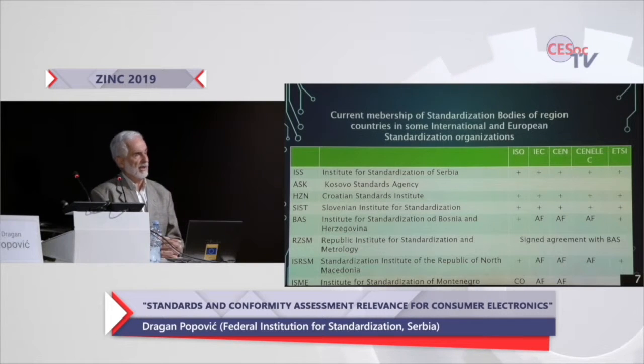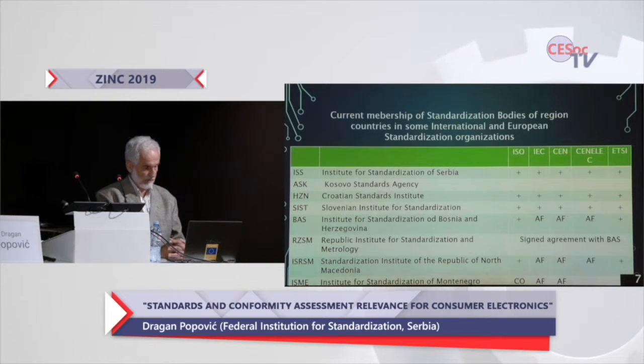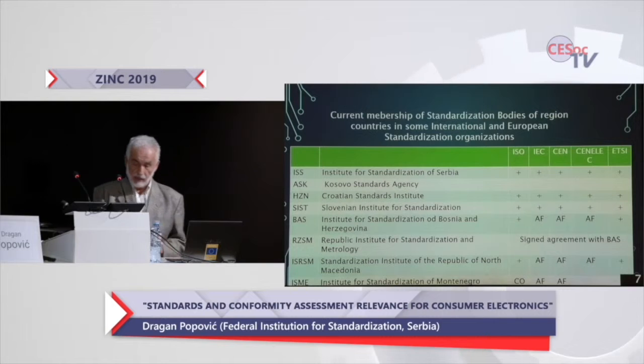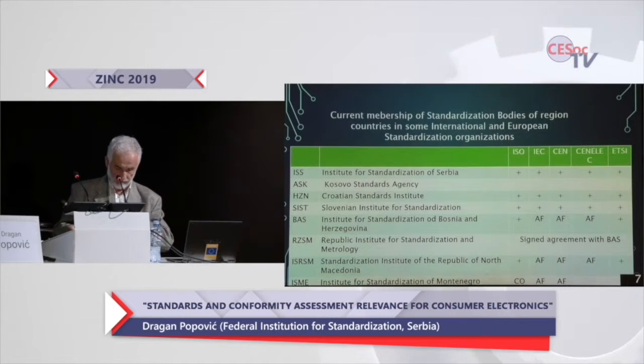This is the membership status of my selection of regional countries in the main organizations: ISO, IEC, CEN-CENELEC and ETSI. The Institute for Standardization of Serbia is a full member in all organizations. In Kosovo, there is also the Kosovo Standards Agency, and they are still not a member in any of these international organizations. The Croatian Standards Institute is also a full member of all international organizations.